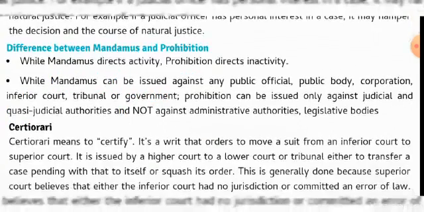Difference between mandamus and prohibition. While mandamus directs activity, prohibition directs inactivity. While mandamus can be issued against any public official, public body, corporation, inferior court, tribunal, or government, prohibition can be issued only against judicial and quasi judicial authorities and not against administrative authorities, legislative bodies.